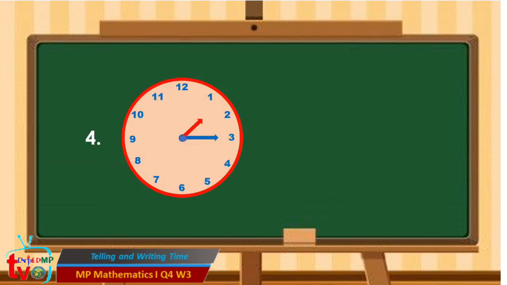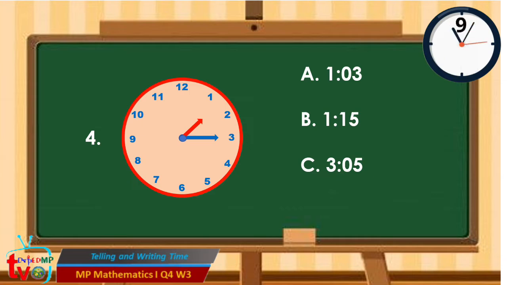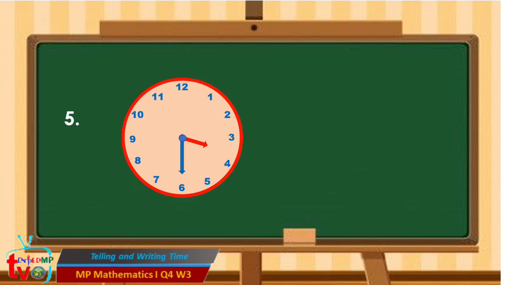Number 4. What is the time? A. 1:03. B. 1:15. C. 3:05. Number 5. What is the time? A. 3 o'clock. B. 3:06. C. 3:30.